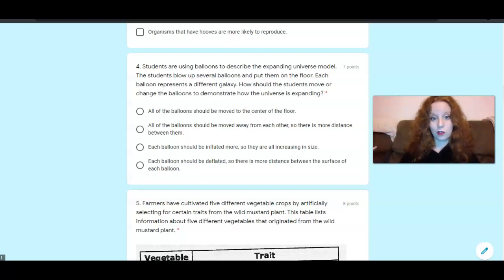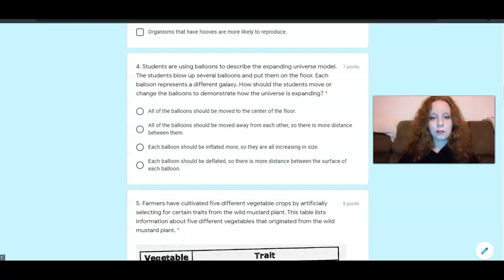So let's look at our answer choices here. All the balloons should be moved to the center of the floor. That does the complete and total opposite of what we said needed to happen. So negative. All the balloons should be moved away from each other so there is more distance between them. Okay, that sounds like the expansion thing we were talking about.